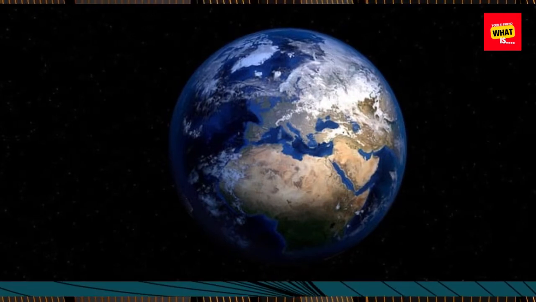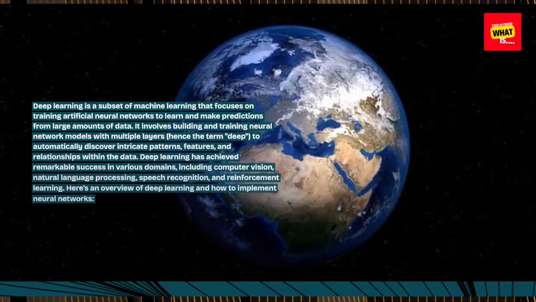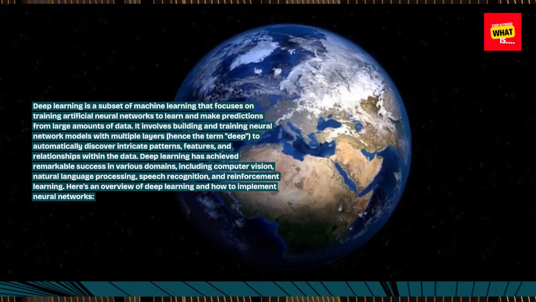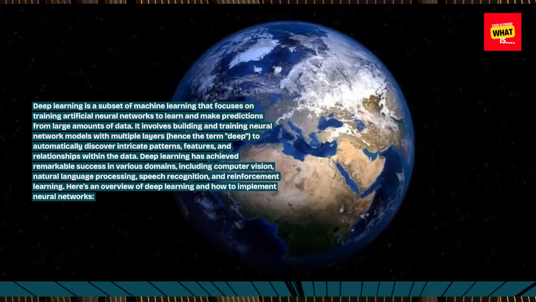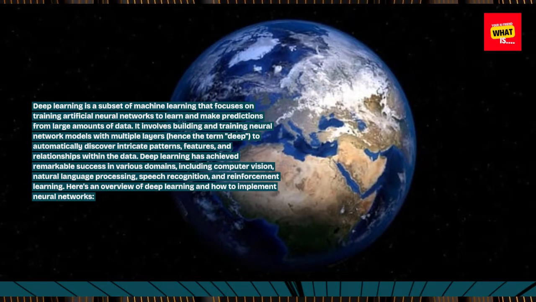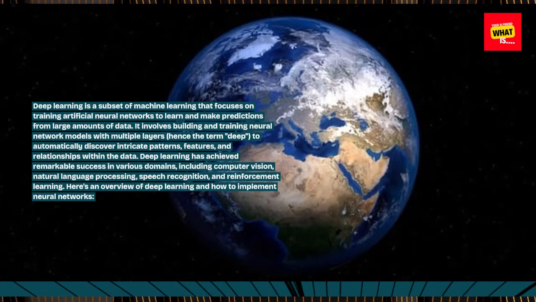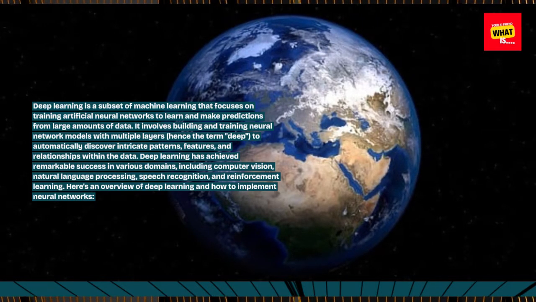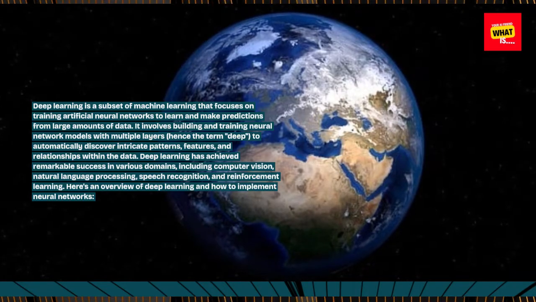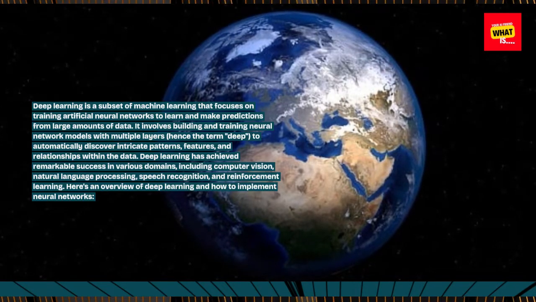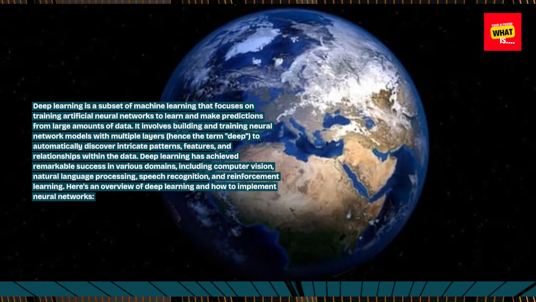Deep learning is a subset of machine learning that focuses on training artificial neural networks to learn and make predictions from large amounts of data. It involves building and training neural network models with multiple layers, hence the term deep, to automatically discover intricate patterns, features, and relationships within the data. Deep learning has achieved remarkable success in various domains, including computer vision, natural language processing, speech recognition, and reinforcement learning.